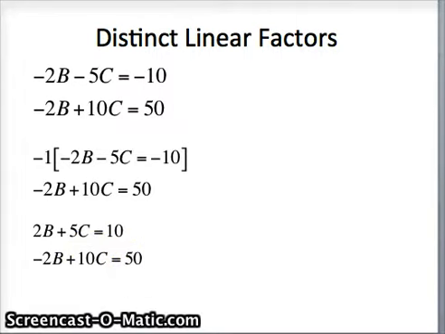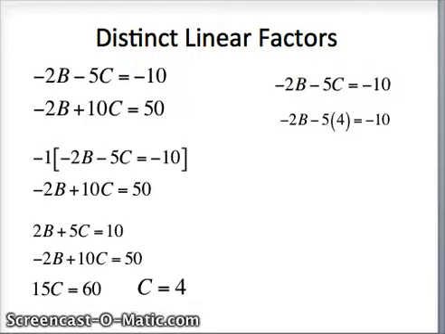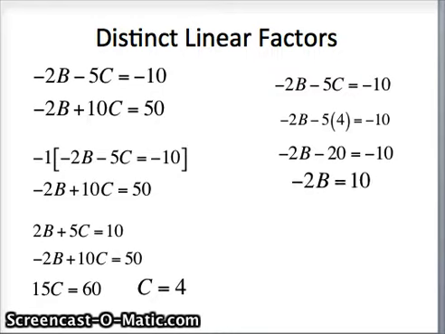15c is 60. So what is c? C is 4, dividing both sides by 15. Now I've got to go ahead and solve for b. So I plug this c into one of these two equations. Choosing the first one, if c is 4, negative 5 times 4 is negative 20. Adding 20 to both sides, we get negative 2b is 10. Dividing by negative 2, b is negative 5.